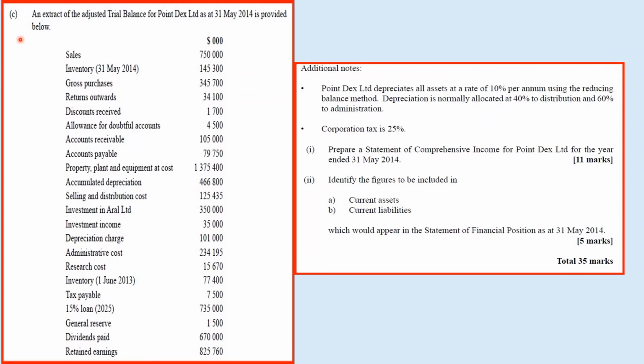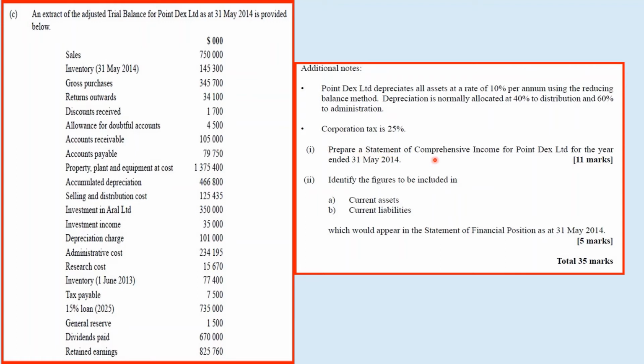Okay, we are given an adjusted trial balance for Poindex Limited as of 31st May 2014. It's in a columnar form, so it does not tell us which side is debit side and which side is credit side, or even if it balances. But let's see what is required first, then we will know how to proceed.